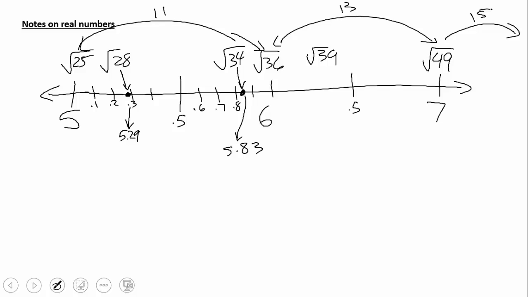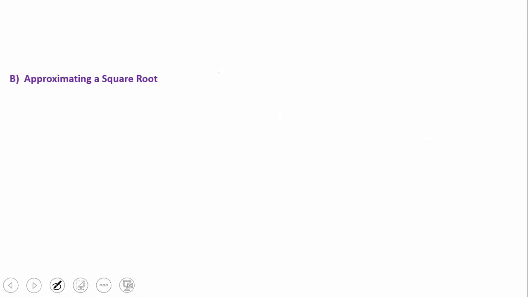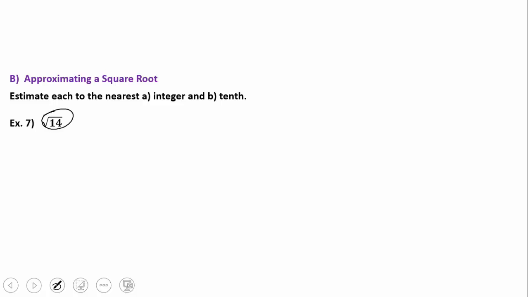So let's talk about how to do this. We're going to do a couple examples. Stick with me. We're going to be approximating some square roots. We're going to estimate to the nearest integer in part a and the nearest tenth in part b. So here's how you do it. First thing you do is write your target number. Your target number is the number they're asking, the square root of 14.